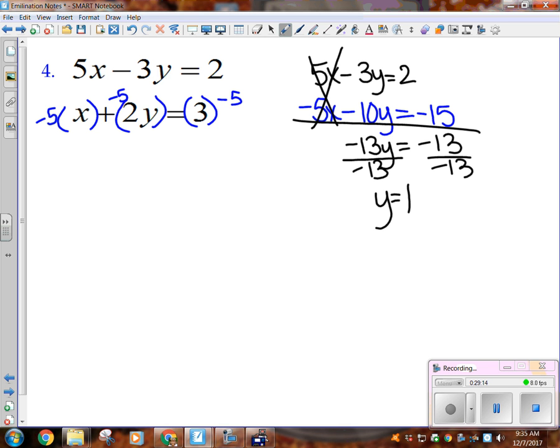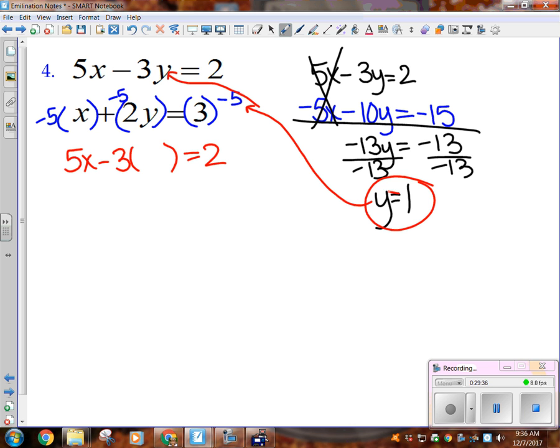Okay, which equation do I have to go to? Either one of the original, right? Do you want to go to the top one or the original bottom one? Top one? He said he wants to go to the top one. Is that okay with you guys? I'm going to put it in place of y. So 5x minus 3 times what used to be y equals 2. 1 goes in there.